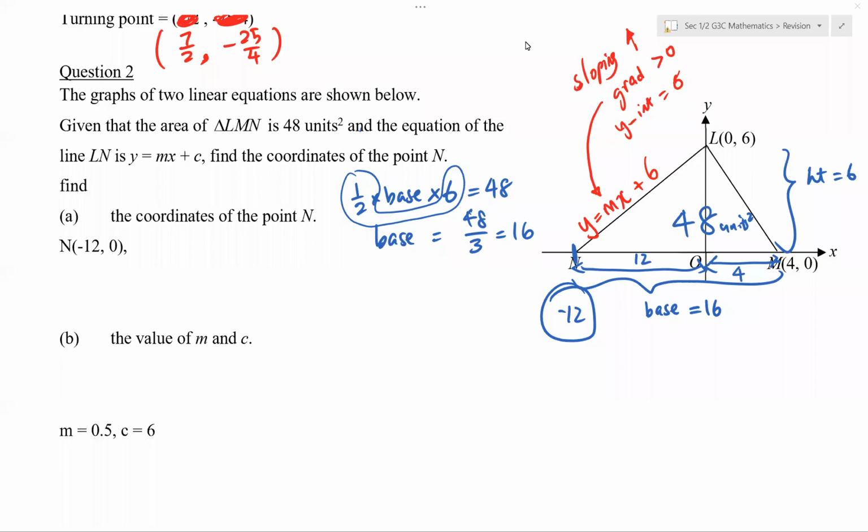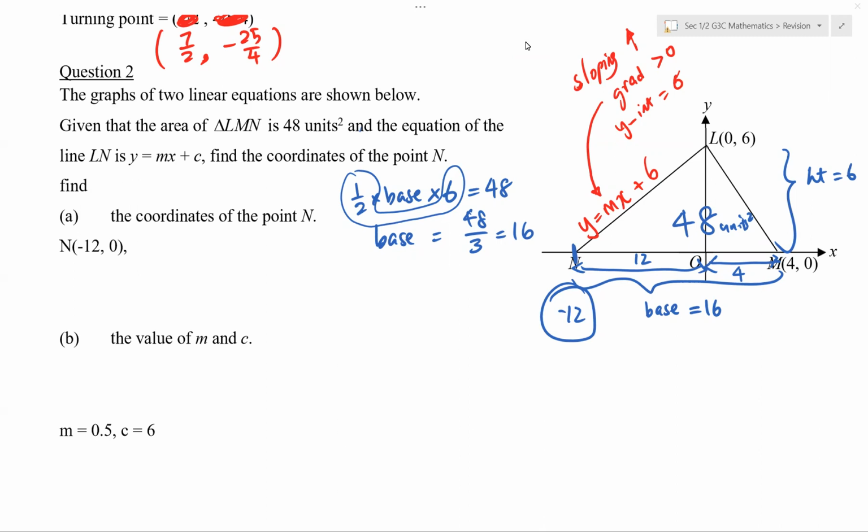Left off yesterday. We talked about the area of the triangle being 48 square units and the base is 16. We obtained that with the given perpendicular height, which in this case is 6 units. Okay, the y-intercept over there is 6.